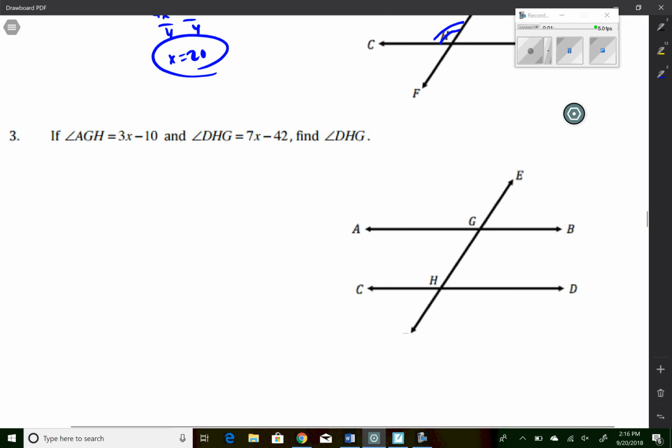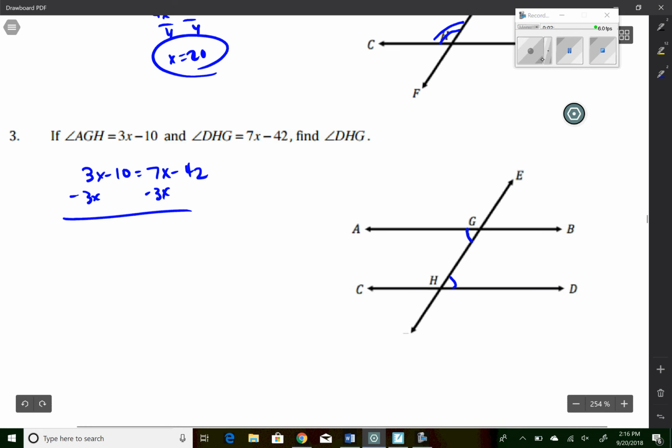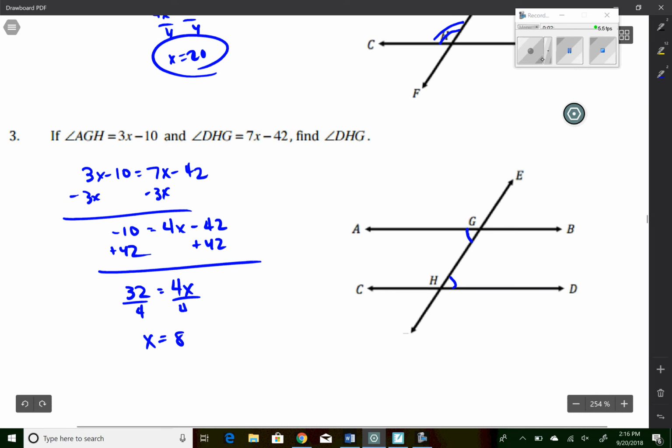Number 3: angle AGH and angle DHG are alternate interior, meaning these angles are congruent to each other. So if I set them equal to each other, I should be able to find x. Move the 3x to the other side: negative 10 equals 4x minus 42. Add 42, and we can keep going with our algebra skills. Divide both sides by 4, and I get x equals 8.